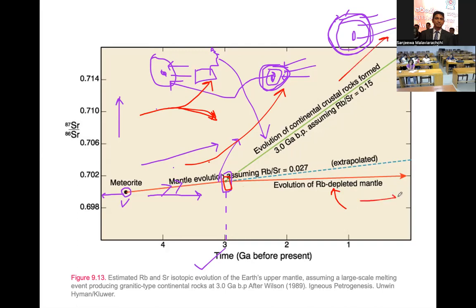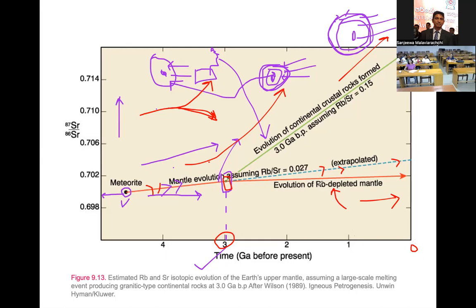Assuming that nothing happened at 3 billion years ago, if nothing happened, this original mantle evolution line should be going as it is until present day, right? But it is not happening, but still we can extrapolate that until today, until present day, right? So this is how the rubidium strontium evolution is taking place within the earth as a whole, right?